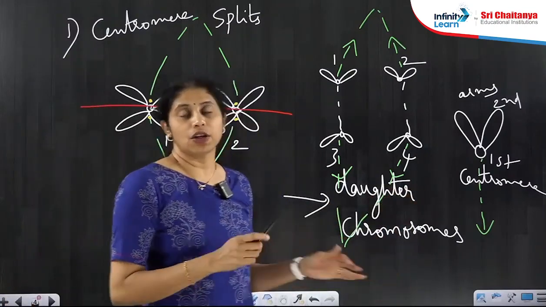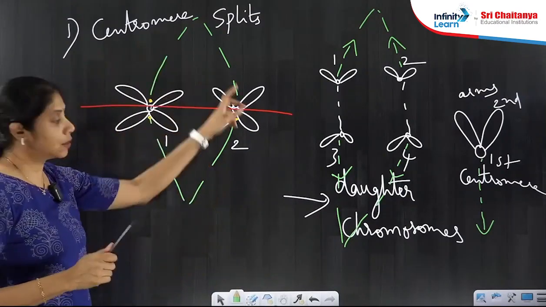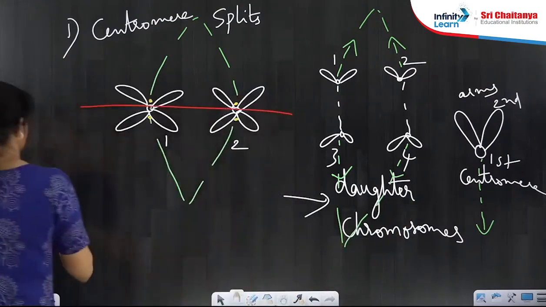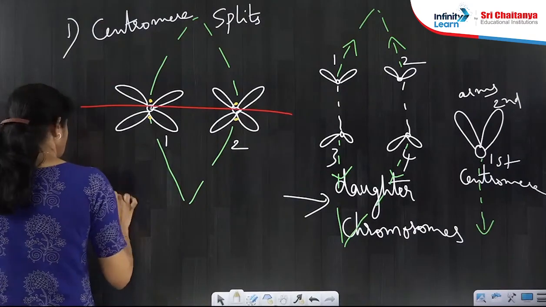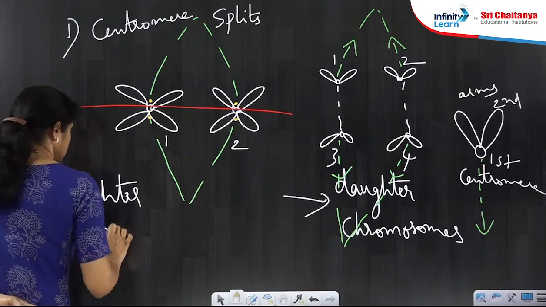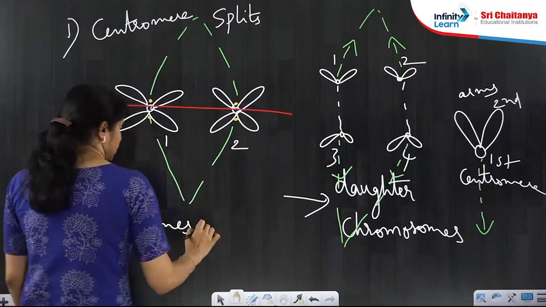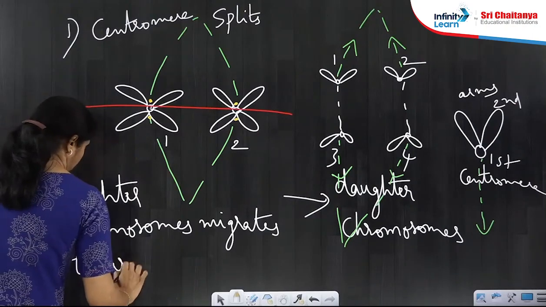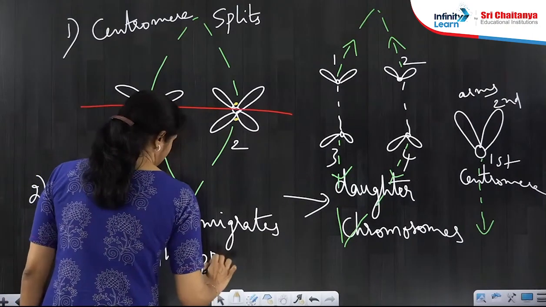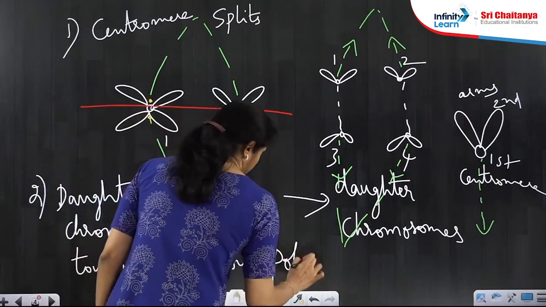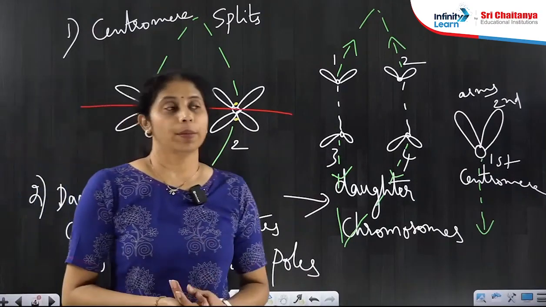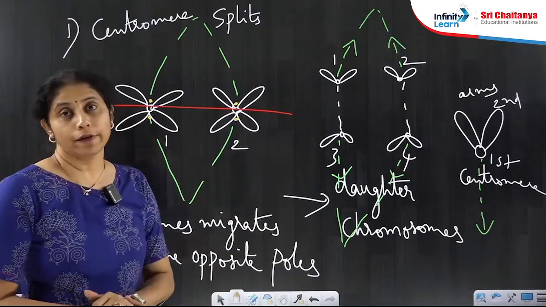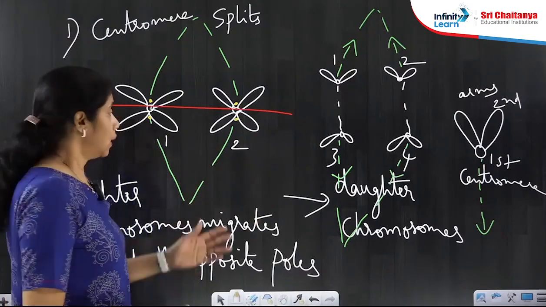So in the anaphase, the changes that are happening are, first, the centromere splits and it forms the daughter chromosomes. Second, the daughter chromosomes migrate towards the opposite poles. When they are going, they will be taking different shapes like V, L, J, I. So in this anaphase, daughter chromosomes are already formed and they have migrated towards the opposite poles. That is the end of the anaphase.